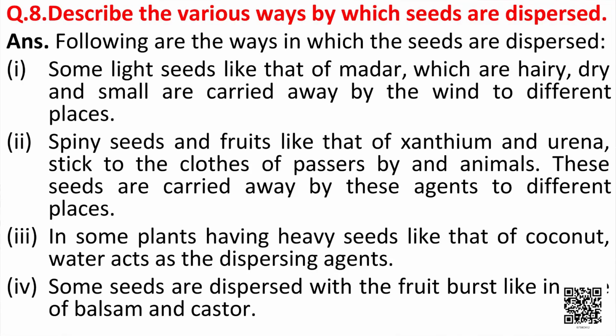Third, in some plants like coconut, water acts as a dispersing agent. And fourth, some seeds are dispersed when the fruit bursts, like in the case of balsam and castor.